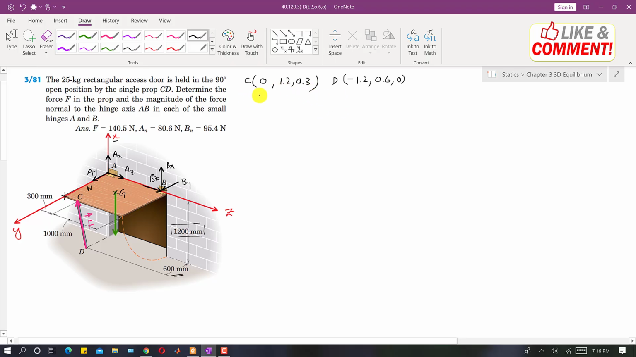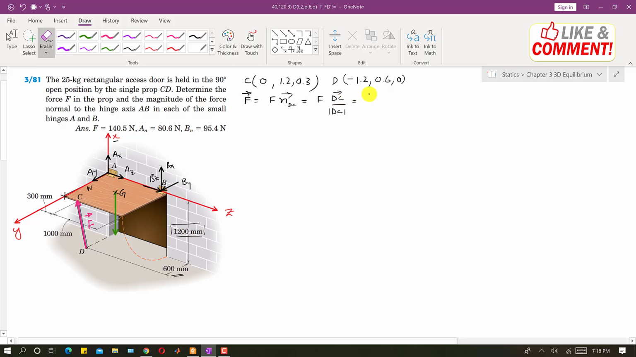Now to find the force vector, the force vector will be equal to the force magnitude times the unit vector along DC, right? And this will be equal to F magnitude times the DC vector divided by the DC magnitude, right? So to find this DC vector, we will subtract the coordinates of D from C, right?